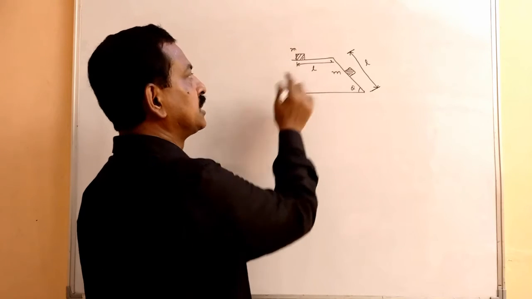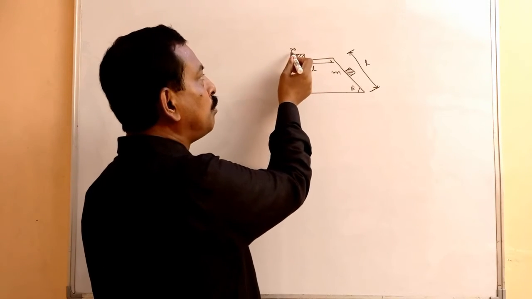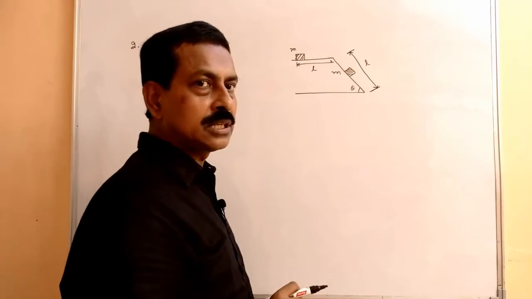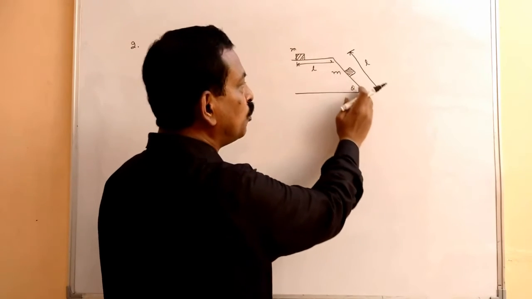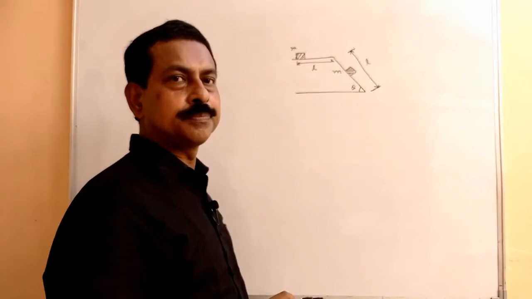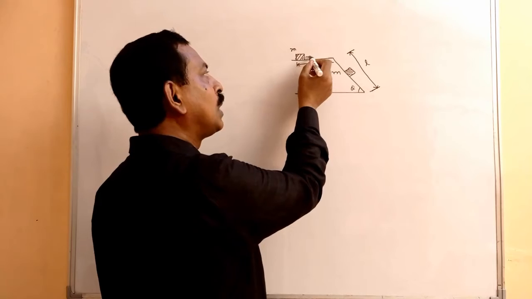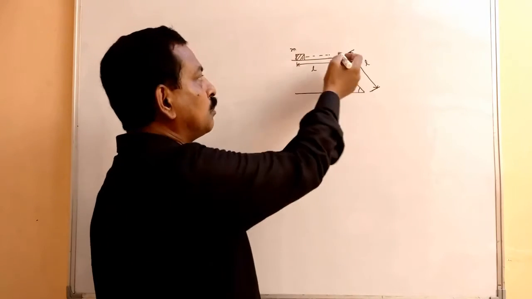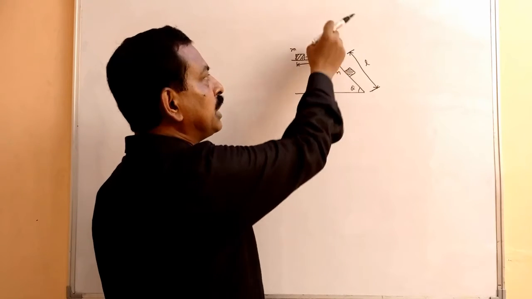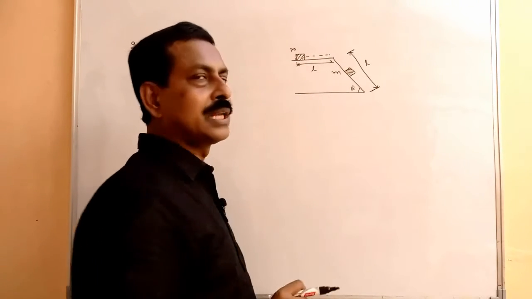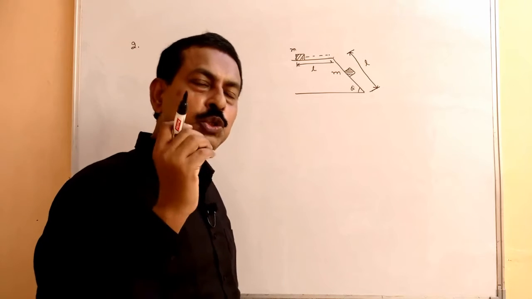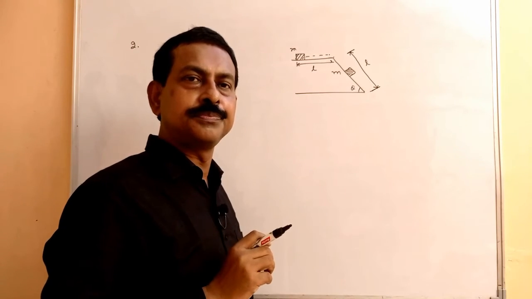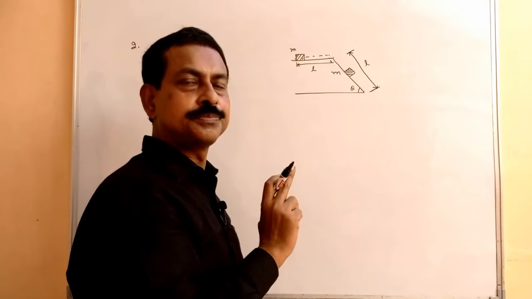No friction is there. We have a body of mass m which is moved through a distance on the horizontal surface, and then it is moving down the inclined plane. We have moved this one by exerting some force, and the moment it is coming at this point, we have removed the force and it is just sliding down. You have to find work done by gravity in the entire motion.